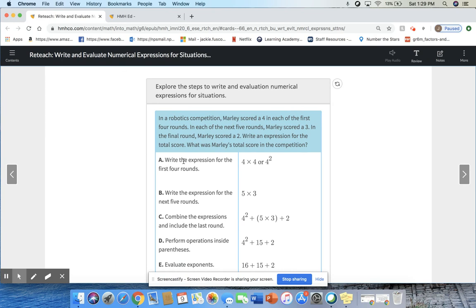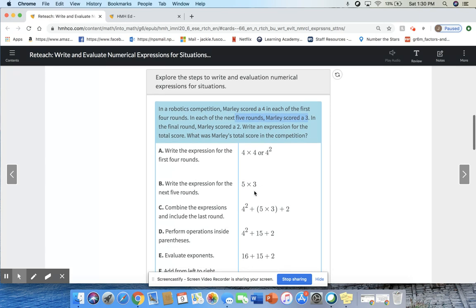So the first step we're going to do is write the expression for the first 4 rounds. Marley scored a 4 in each of the first 4 rounds, so 4 in 4 rounds would be 4 times 4. The next 5 rounds, he scored a 3, so I'm going to do 5 times 3 for those next 5 rounds. Combine the expressions and include the last round. Well, the last round he scored a 2. That's where this 2 comes from. And then we're combining what we did above. So 4 squared is here, 5 times 3 gets put into my expression, and the last round is just the 2.